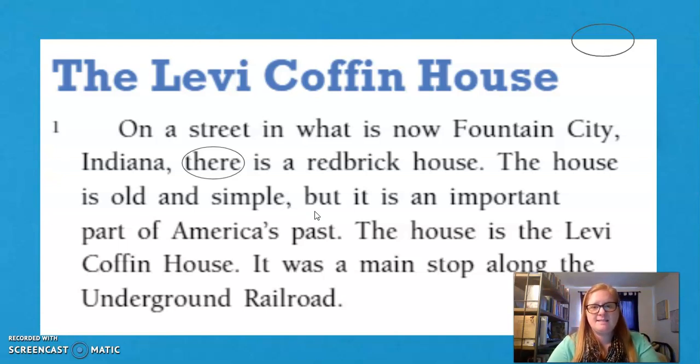On a street in what is now Fountain City, Indiana, there is a red brick house. The house is old and simple, but it is an important part of America's past. The house is the Levy Coffin House. It was a main stop along the Underground Railroad.